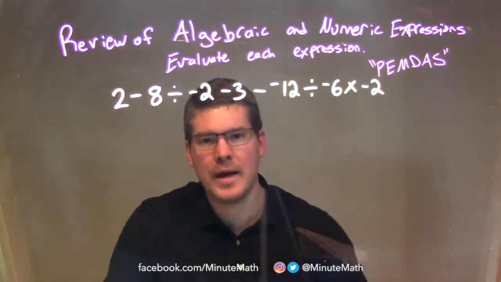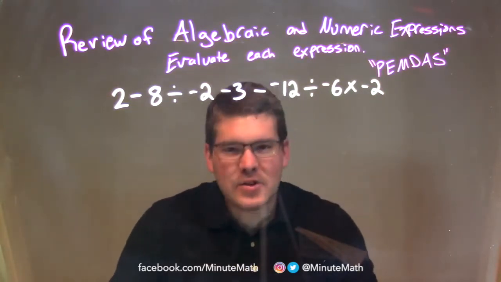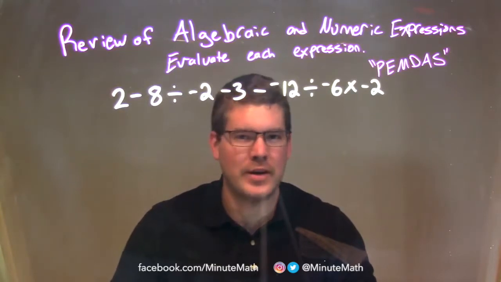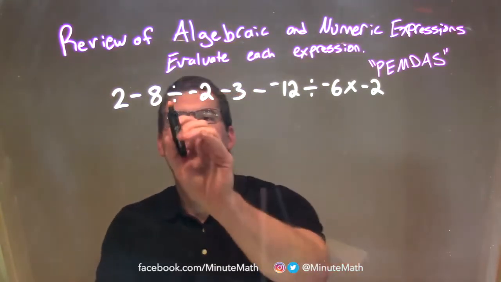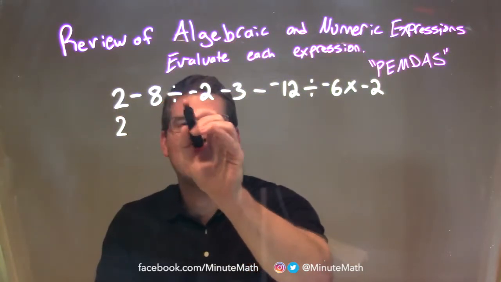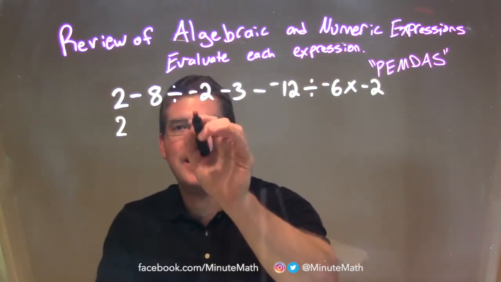And really, multiplication and division are essentially the same thing. You just have to kind of read left to right. Division can be turned into multiplication very easily. So let's go deal with that right here. 2 comes down. We don't really care about that. But we have 8 divided by a negative 2. 8 divided by a negative 2 is a negative 4.